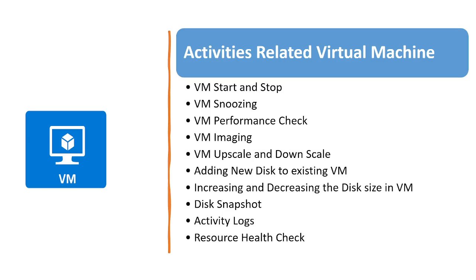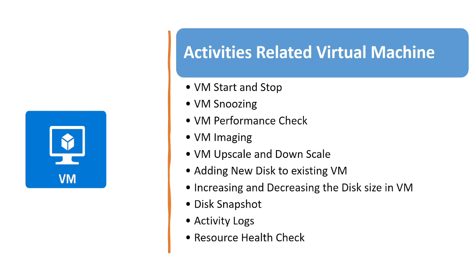So today also we are going to discuss the same things, which are the day-to-day activities with respect to the virtual machine. In our previous class, we looked at how to start and stop the virtual machine, and how you can do the snoozing to save the run cost during off business hours. And if you want to troubleshoot any performance related issues, how can you analyze which service or process is causing more CPU and memory consumption? That is called a performance check.